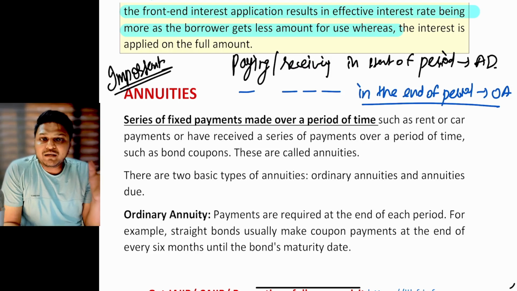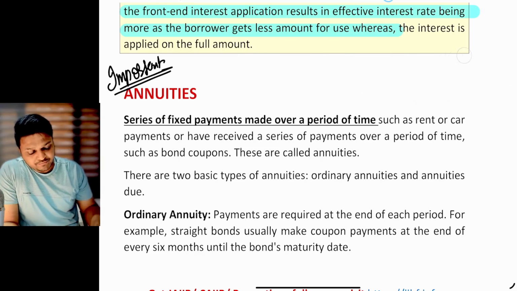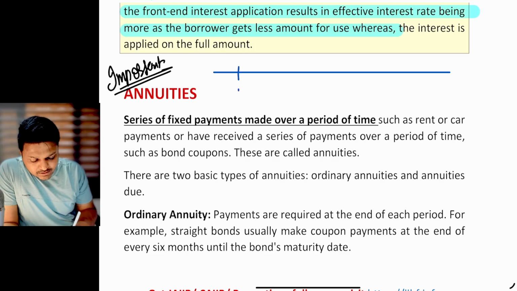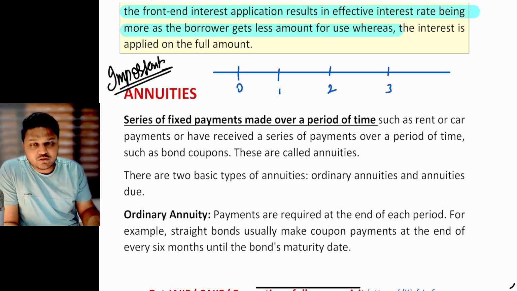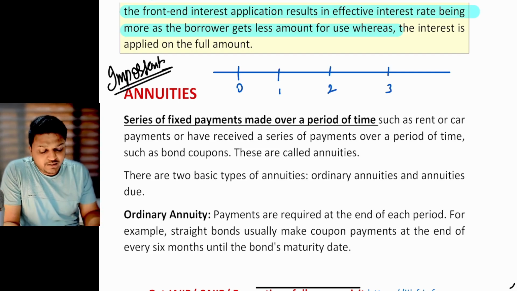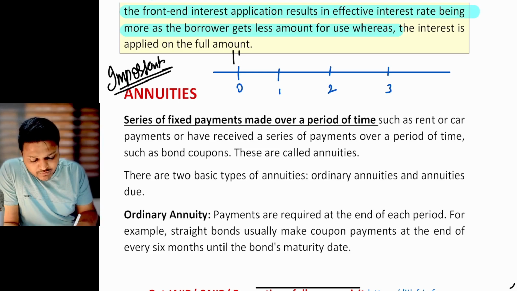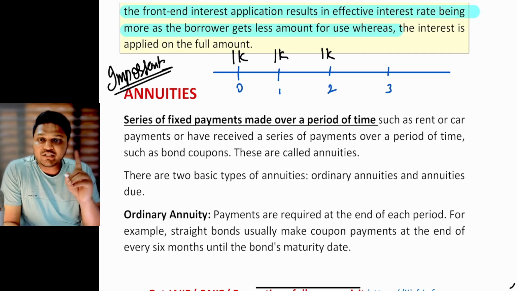So it makes a lot of difference. How is it going to make the difference? Let's understand this. Let's take a timeline of 3 years. So this is 0, 1, 2, and 3. First, we are considering that we are depositing the money in the beginning of the period. So we'll be depositing 1k here, 1k here, and 1k here. We are depositing rupees 1000 at the beginning of each and every year.